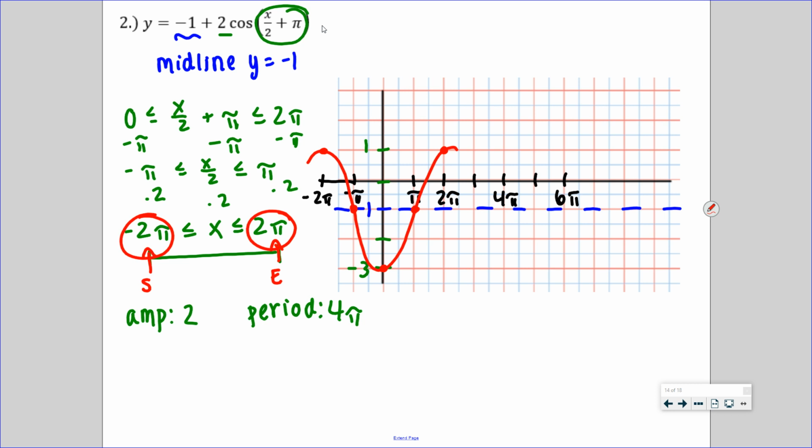And then we're just going to continue in this pattern. So we know our period length is 4 pi. So if I start a new cycle at 2 pi, it's going to end at 6 pi, halfway, min, halfway, crosses the midline. It's magical. And folks, that's about as hard as they get when you have a midline shift and a phase shift. So if that felt okay, you should be good.